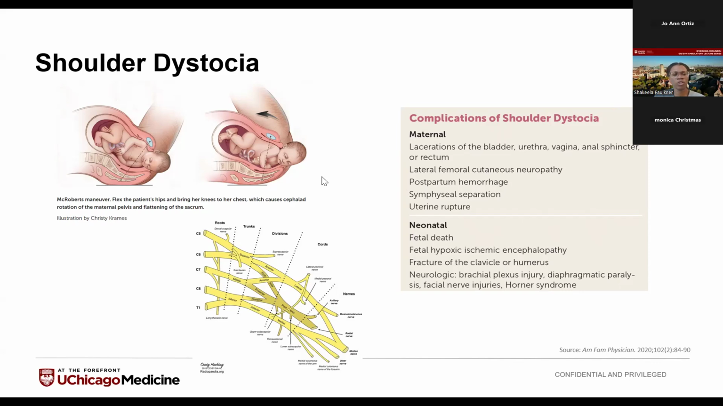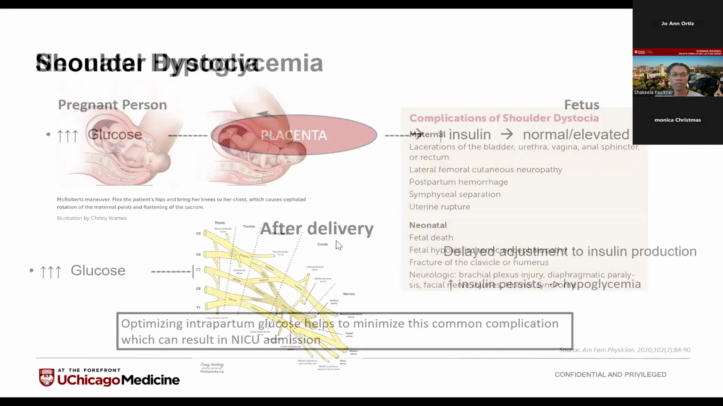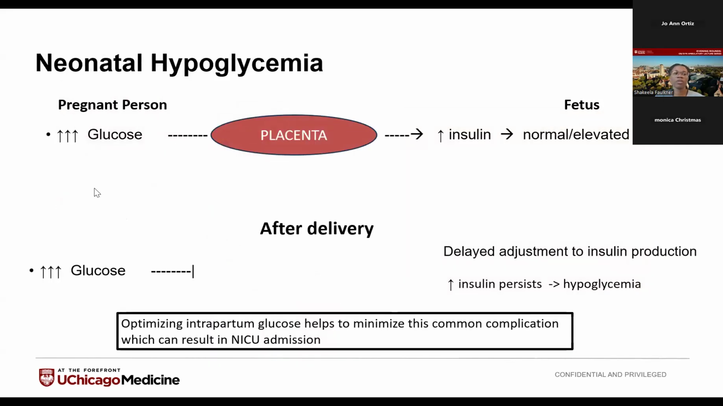So just to go into a little more detail, when I'm talking to patients about their risk of shoulder dystocia, I make sure I go into what it is, because unless someone has experienced it, a lot of people don't really know what that is. And then also to go a little further into neonatal hypoglycemia, this is a diagram to explain why and how that happens.